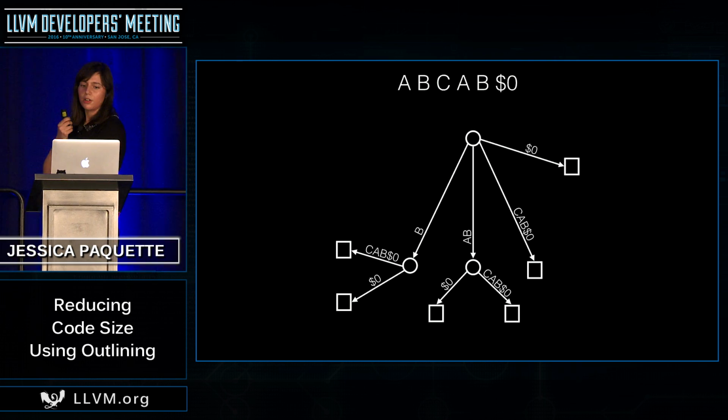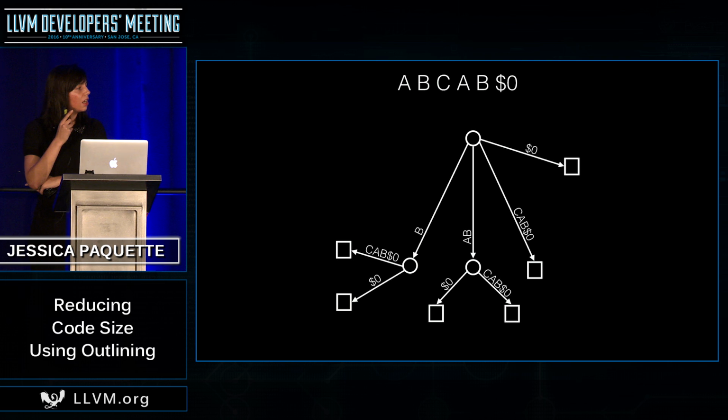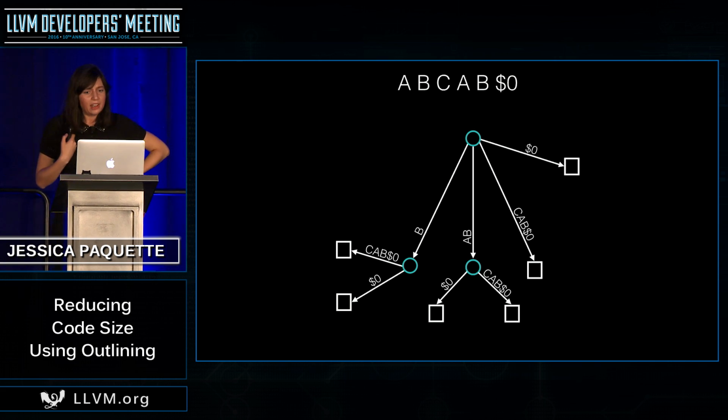Well, notice that a substring only appears more than once if it appears in more than one suffix. So if a substring is a suffix, then it has to be unique in the main string. Therefore, the only candidates are the internal nodes of the tree. Now, we know that the empty string has length 0, so the root is out. But what about the other two nodes?